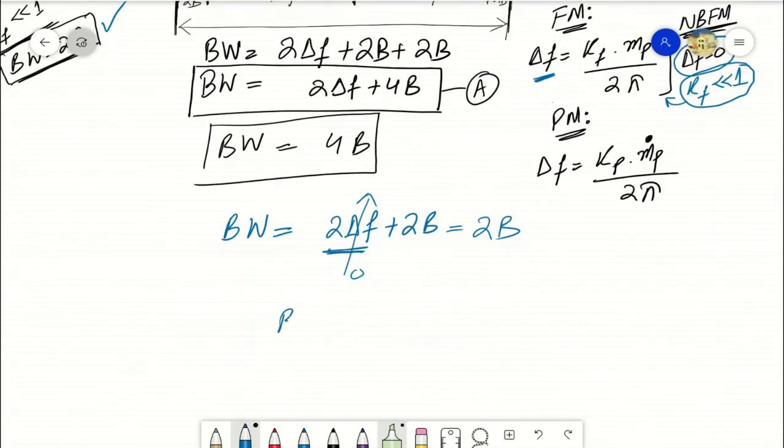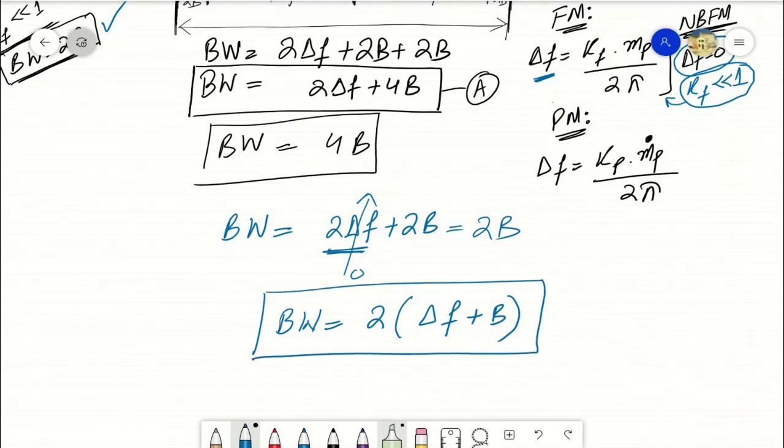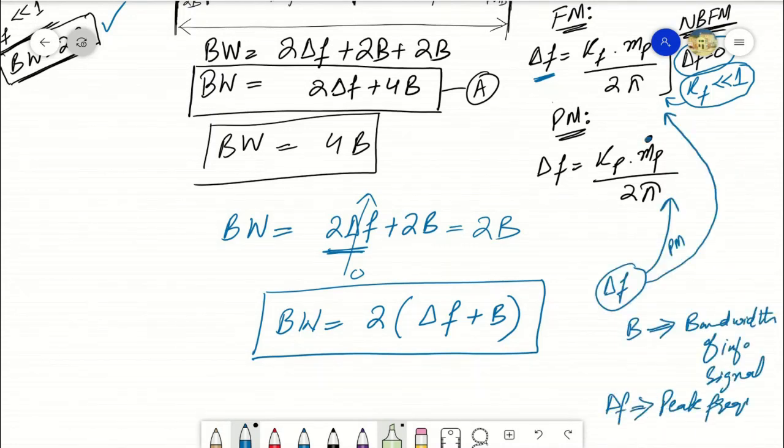Therefore, on the basis of this correction and this analysis, we reach the conclusion that the bandwidth of angle modulated signals can be approximately expressed as 2 times the peak frequency deviation plus 2 times the bandwidth of information signal. This formula was obtained by Carson, who investigated this problem rigorously for tone modulation schemes. Therefore, this formula goes under the name Carson's rule in the literature.